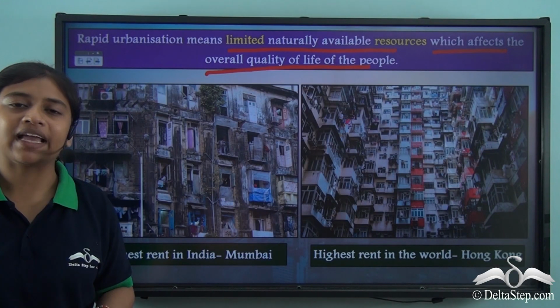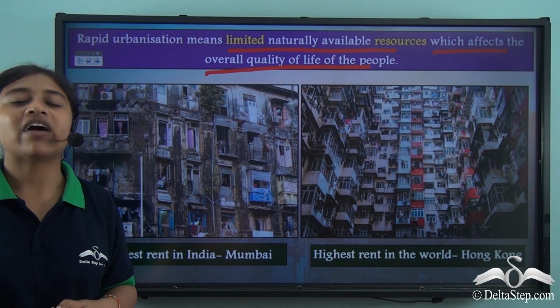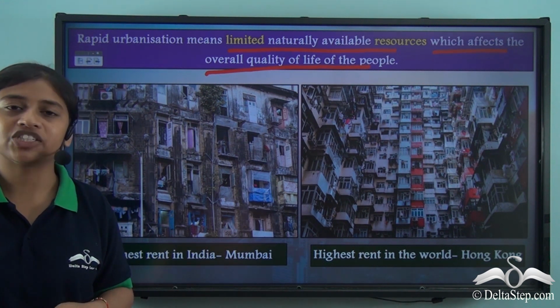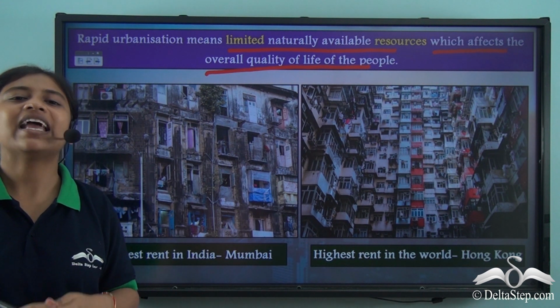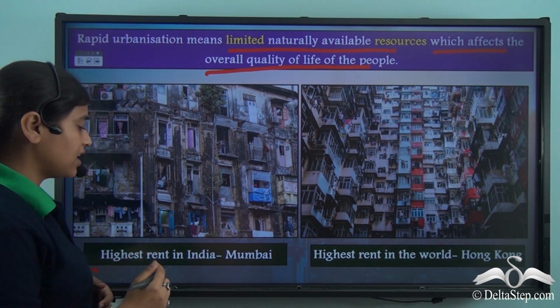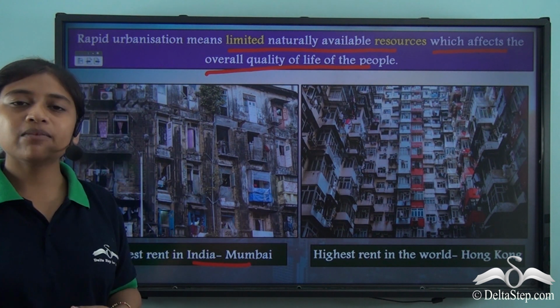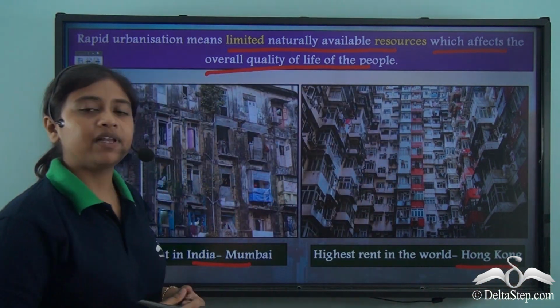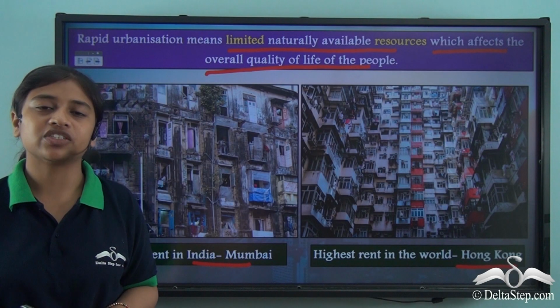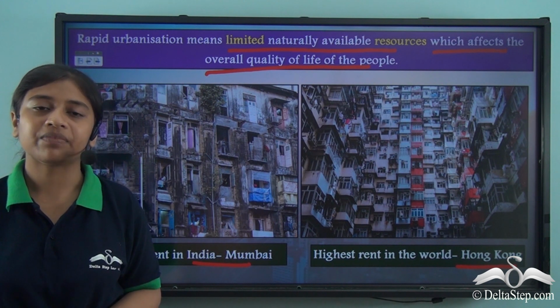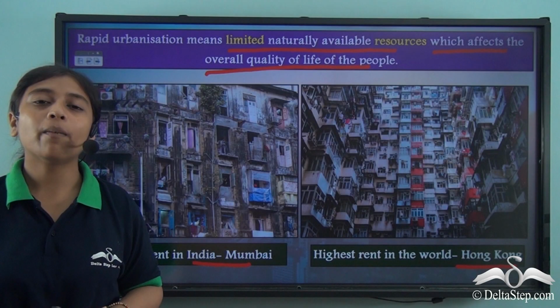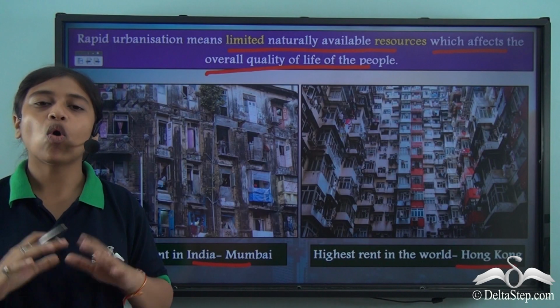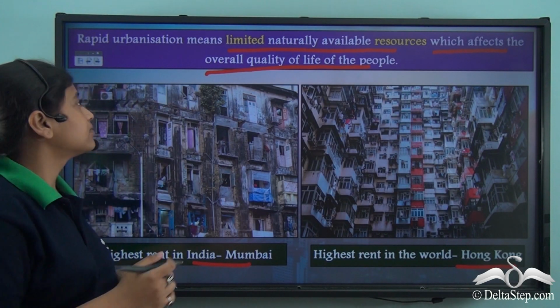The city of Mumbai in India is a place where we can find accommodation is very, very difficult and very expensive in a city like Mumbai. Same goes for Hong Kong. So Hong Kong is a place where the highest accommodation costs all around the world could be seen. So these places make accommodation very difficult and affect the overall quality of life.